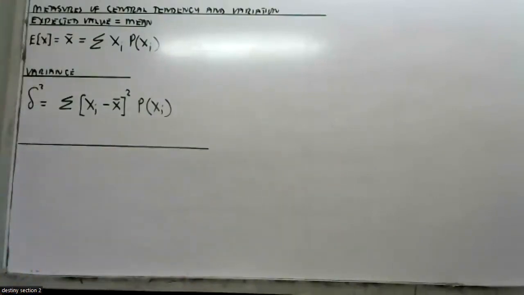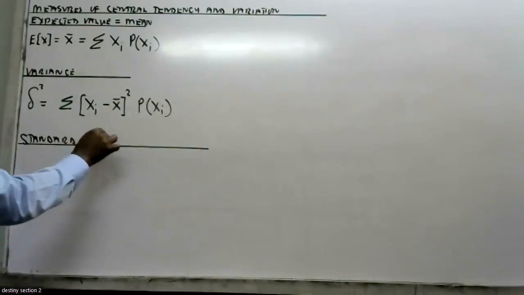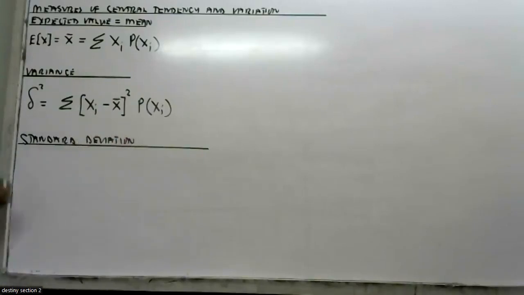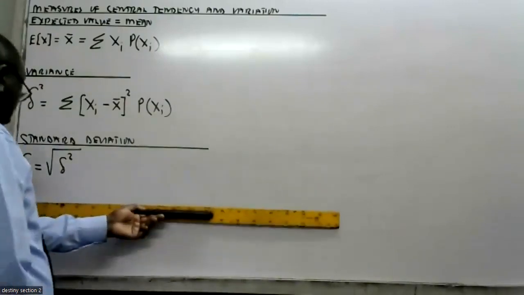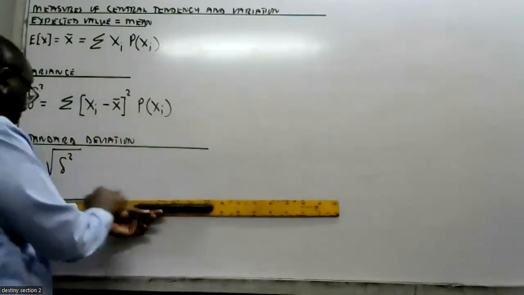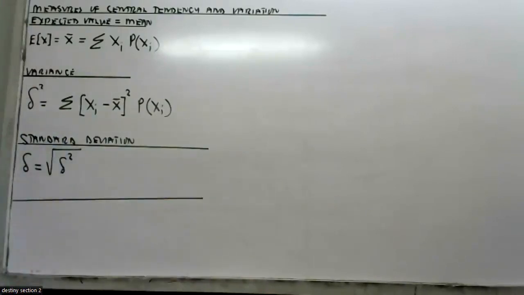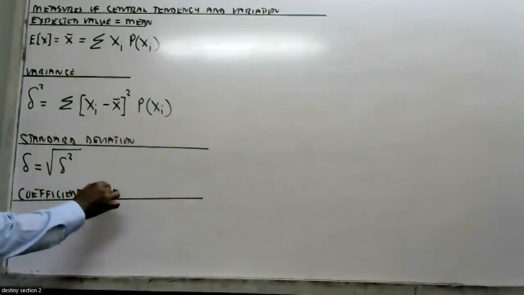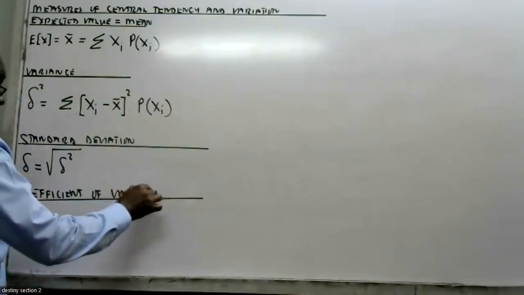There is another one known as standard deviation. Standard deviation delta is the square root of the variance. And then we have the coefficient of variation.